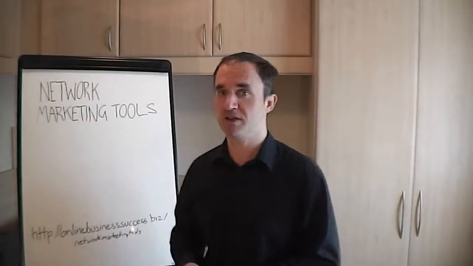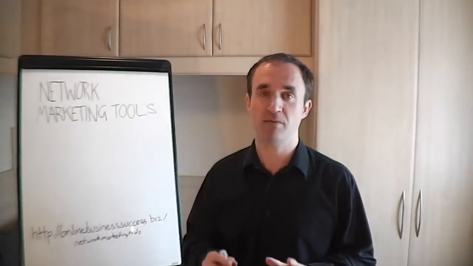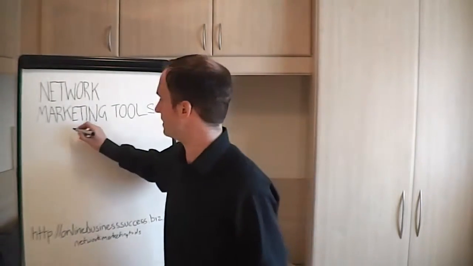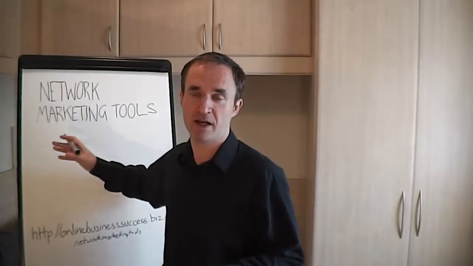So what we're going to discuss now is the kind of tools you're going to need in order for your network marketing business to function efficiently. The first one we're going to need is building a list. A good example is an autoresponder, which is basically how your list is going to be hosted. That will be Aweber.